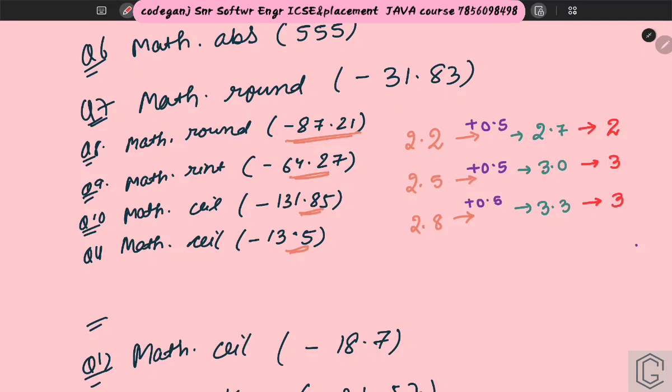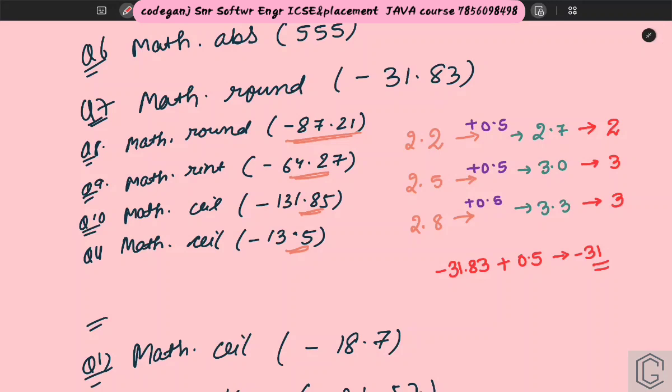Now as you know the functioning of round, any question will come, you will not get afraid. Even if the question is minus 31.83, you will do plus 0.5. So minus and plus will actually give you subtraction, so minus 31.33. And then you will remove this decimal part. So this is your answer. Am I clear here, guys?